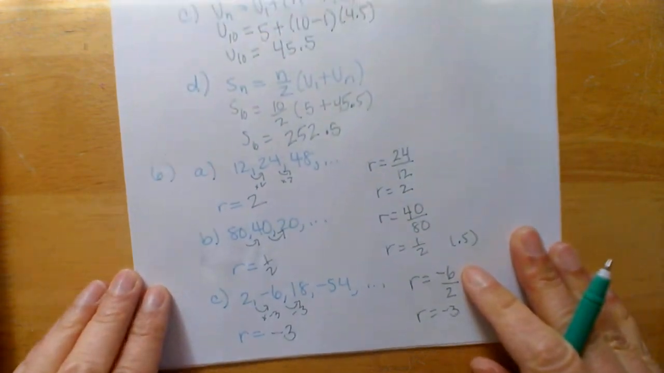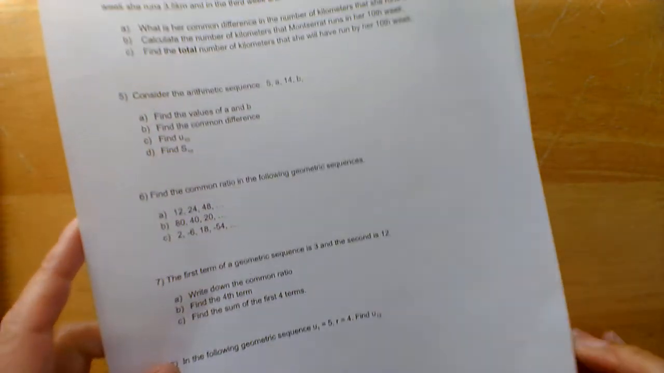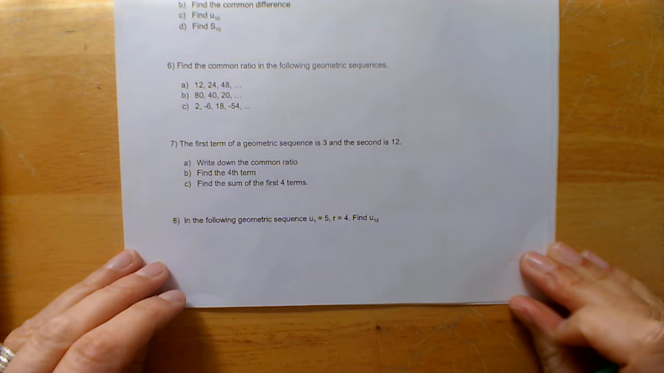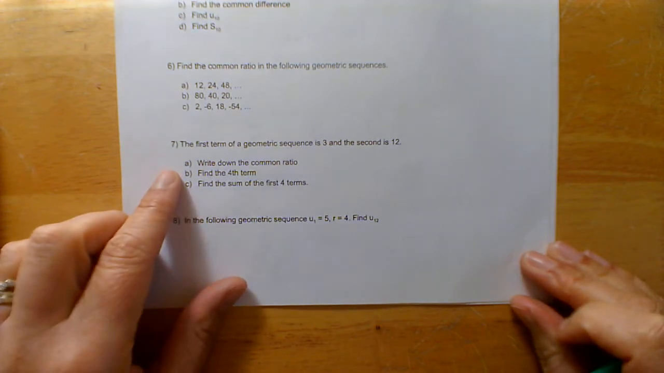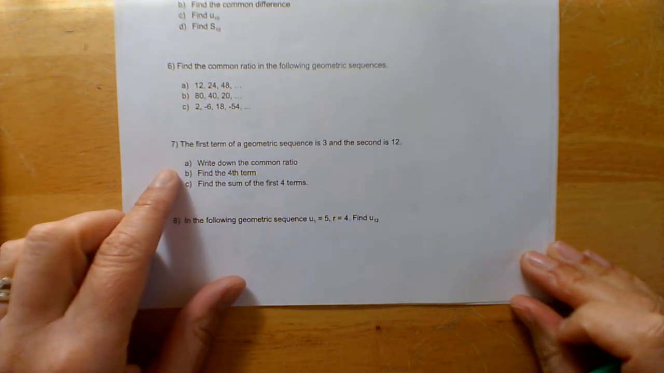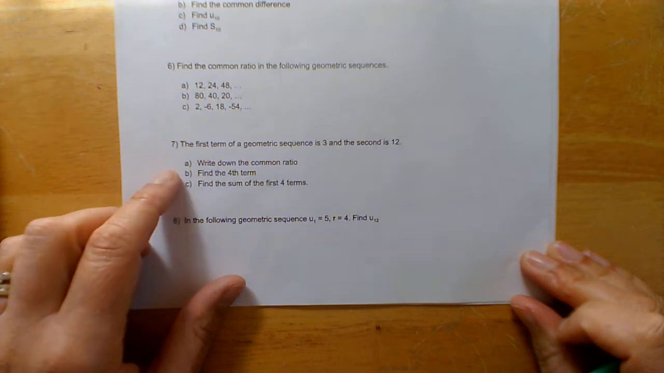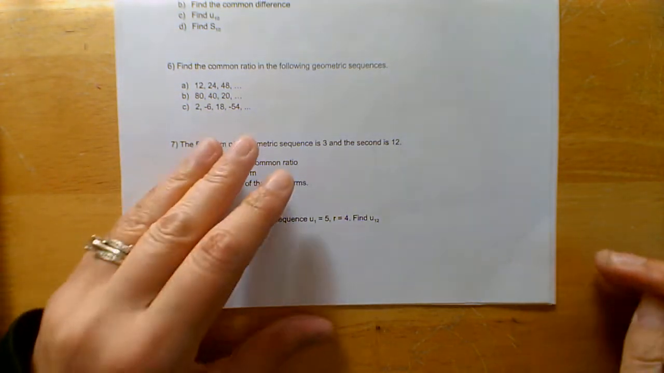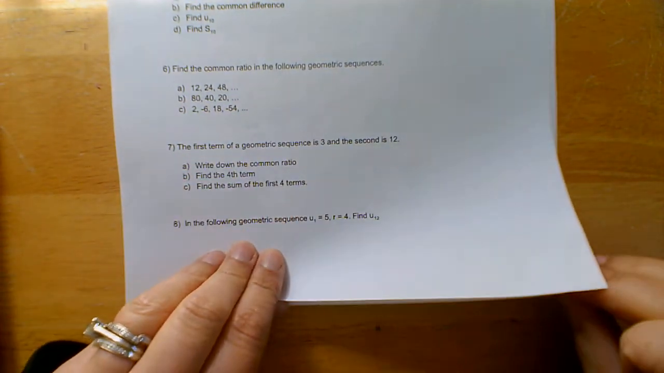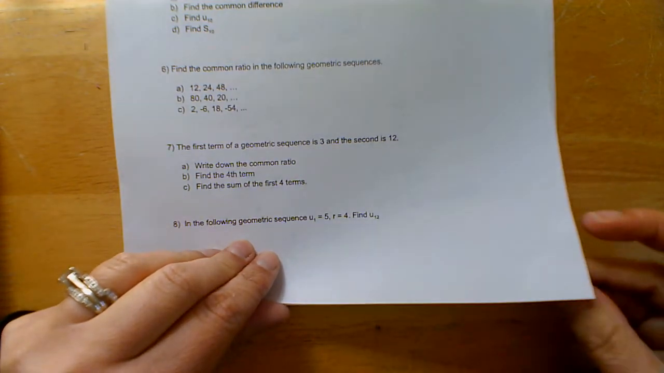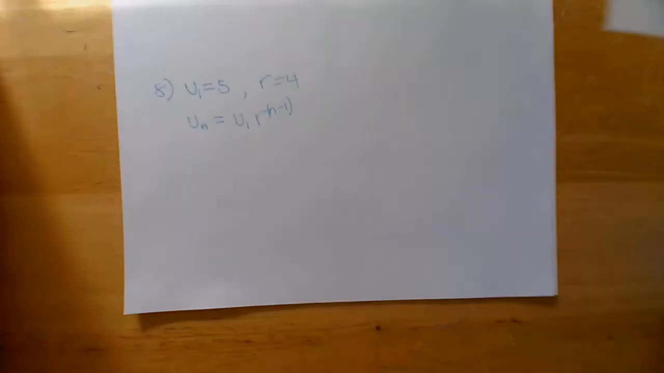Okay, let's see what we have next. Number 7 and number 8. Number 7, the first term of a geometric sequence is 3 and the second is 12. You have to write down the common ratio, find the fourth term, and then find the sum of the first four terms. Let me just get my paper to see all of this set up.